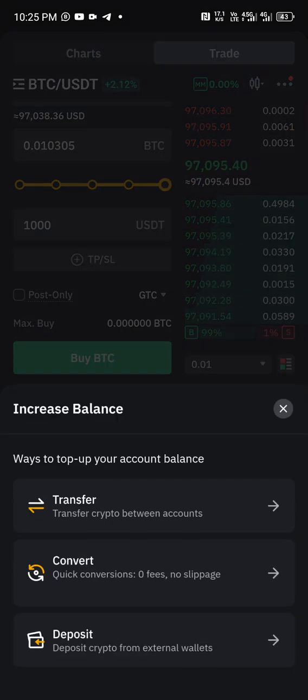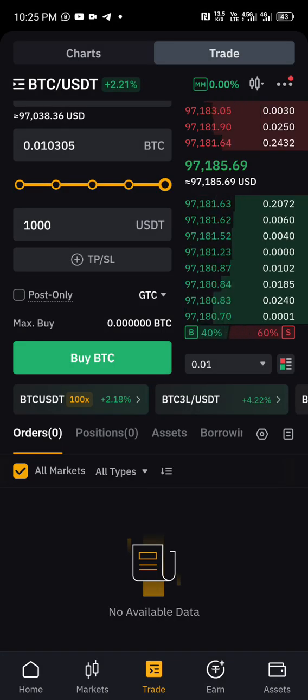So if you click on buy, it's going to take you to confirm. The only reason it's showing this is because I don't have any idle USDT. So first you need to deposit, so that your wallet will not be empty. If you deposit, then you buy.